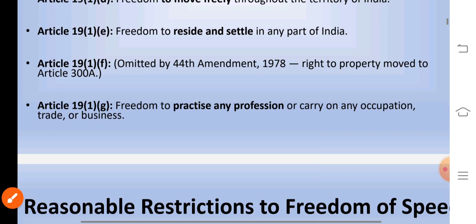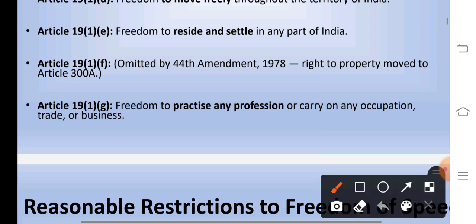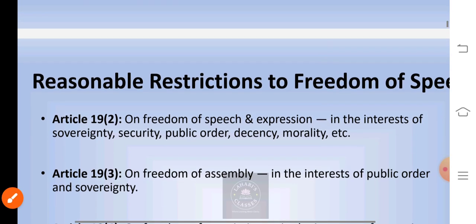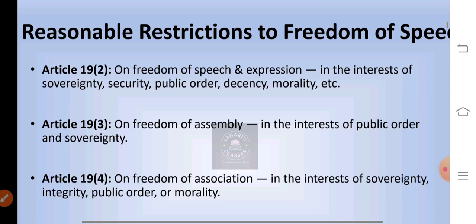And the last one in Article 19 Clause 1 is 19(1)G, that is freedom to practice any profession or carry on any occupation, trade or business. Any kind of profession you can take up, and any kind of occupation you can do, any trade or business, anything up to you. You have all the freedom to do so.